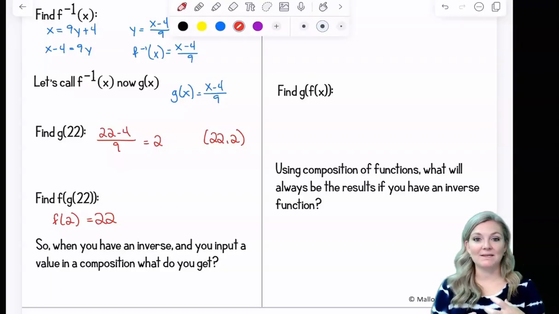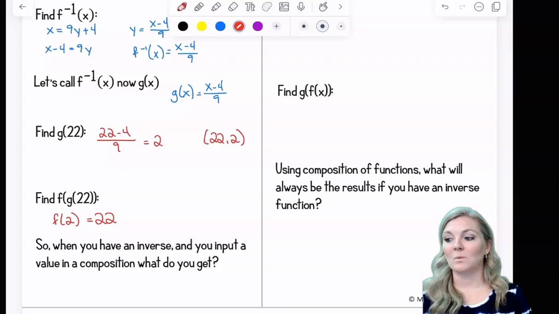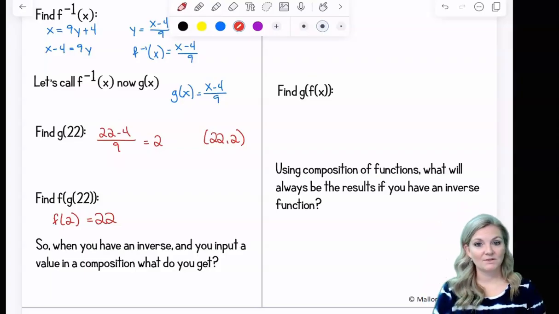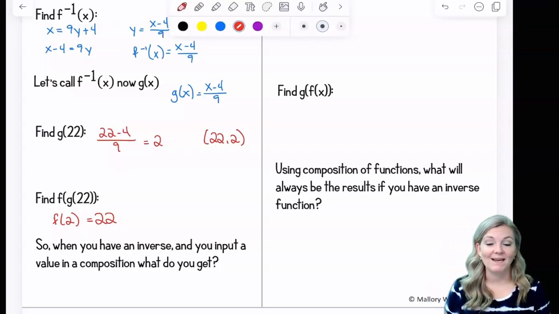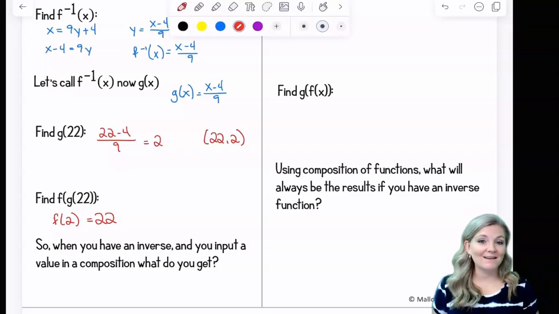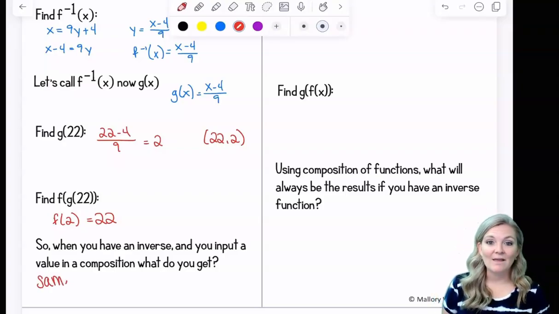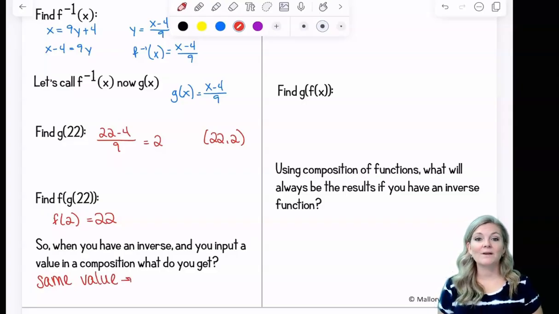So what I mean is this: when I had f of g of 22, and I know f and g are inverses of one another, when I inputted a 22, what did I output? 22. If I were to input a 13, I would output a 13. If I inputted a negative 674, I would output a negative 674. If I input an A, I'm going to output an A. They're always going to input and output the same value as long as they are inverses.